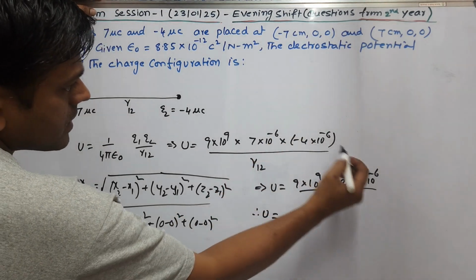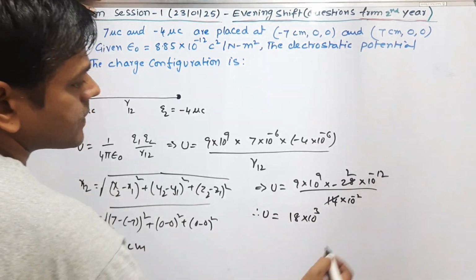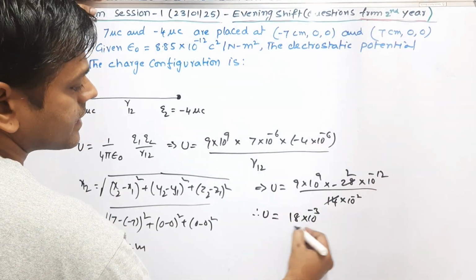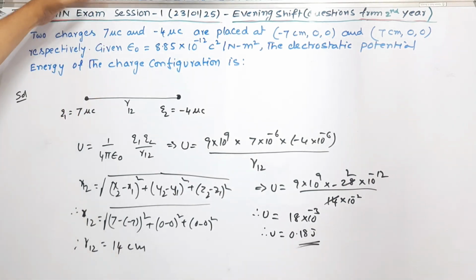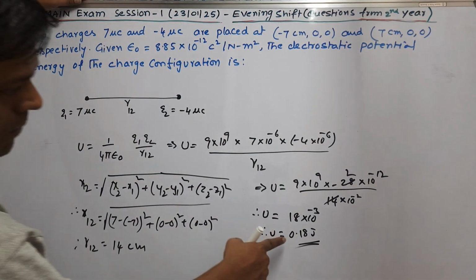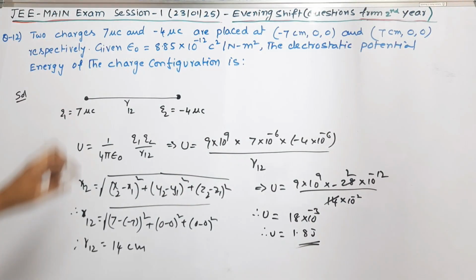minus 12, where minus 6 minus 6 is minus 12. So it is nothing but 10 power minus 3. Therefore, U equals 0.18 joule. Sorry, 1.8 joule. 1.8 joule. That's it.